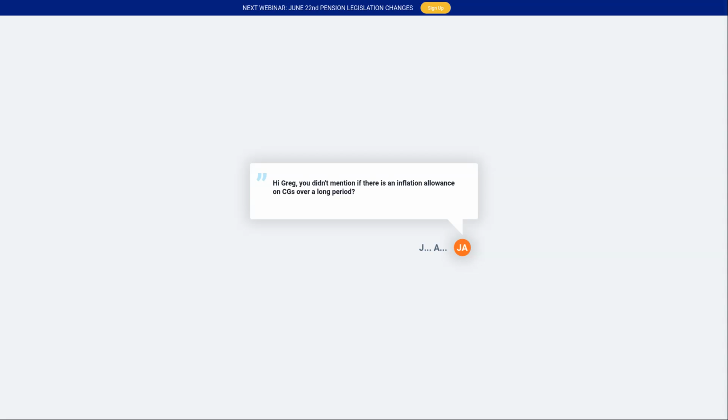John says you didn't mention if there's an inflation allowance on capital gains over a long period. As I said, John, that's a nuanced capital gains tax calculation that I would need to do. So it's, broadly speaking, there is no inflation allowance when it comes to calculating the acquisition cost versus the disposal proceeds, as mentioned. So broadly speaking, no inflation allowance levied over that period.